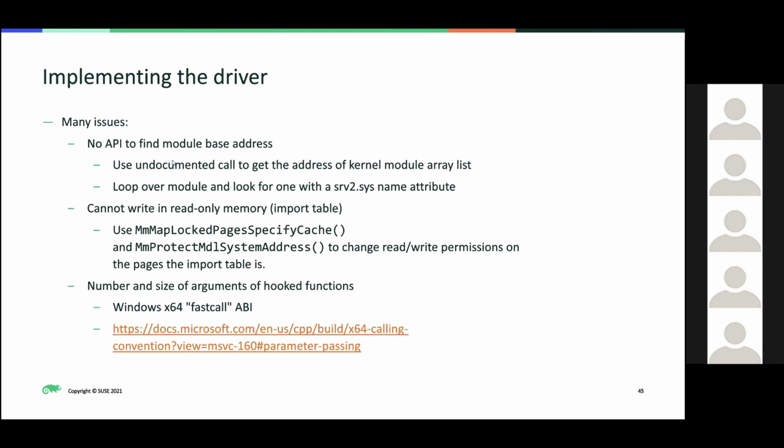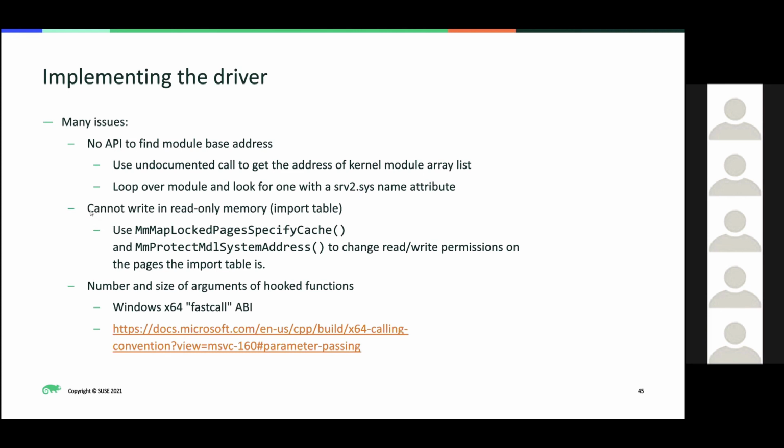So while doing this, I had many little issues. For example, there's no API to find the base module address of a loaded module. So I looked around online and talked with different people. There are undocumented calls you can make to find this. They exist, they're exported by modules, but they're just not exported in some public header file. So the idea is to just loop over the whole module list and parse the beginning of each one to see if one matches SRv2.